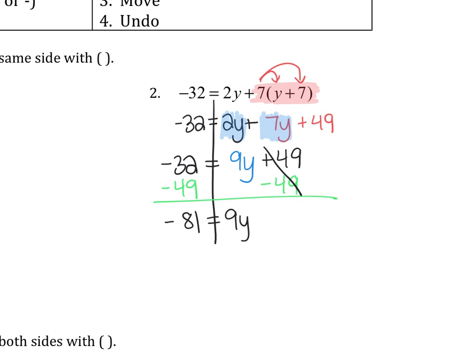Then from there, 9y is the same thing as 9 times y. So I'm going to do the opposite. I'm going to undo, and I'm going to divide by the 9 on both sides. When I do that, I get a final answer of y equals, the 9's go away there, negative 81 divided by 9 is negative 9. There's my final answer. Okay?